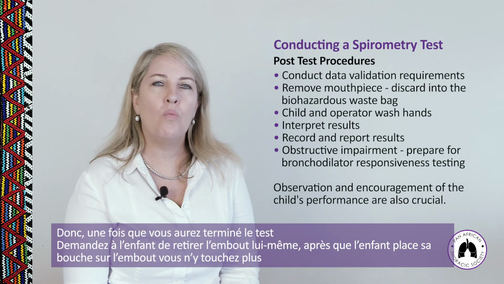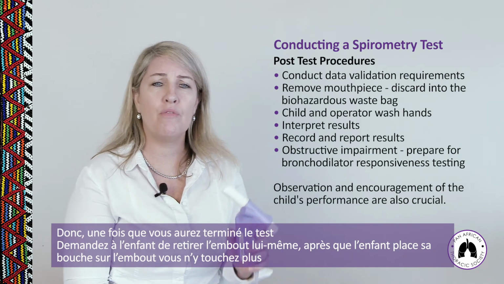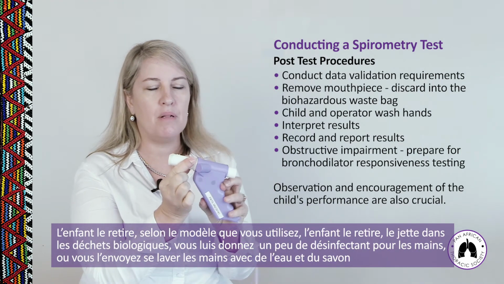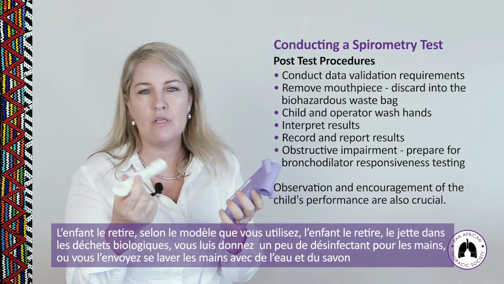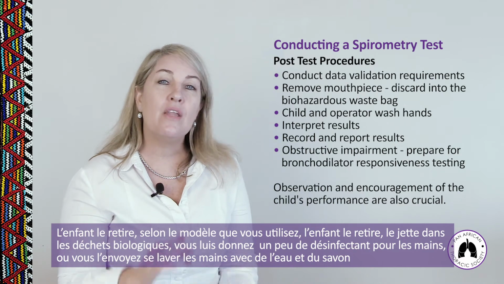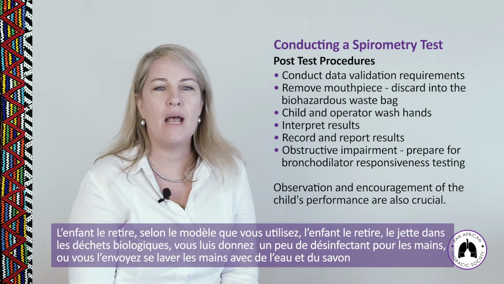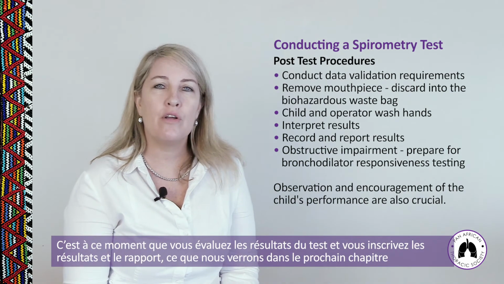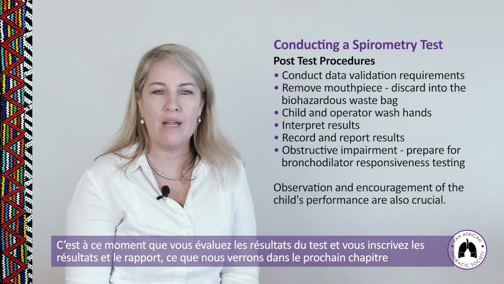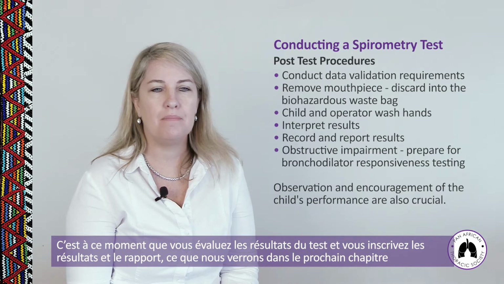All right, once you've finished with the test itself, ask the child to remove the mouthpiece himself. Once the mouth has been on, you don't touch it again. The child simply pulls it out, depending on which spirometer you're using, and throws it into the biohazardous waste, and then you give them some hand sanitizer or send them to the basin to wash their hands. At that point, you are going to evaluate your test results and record and report on that test result, which again, we will go into detail on in the next chapter.